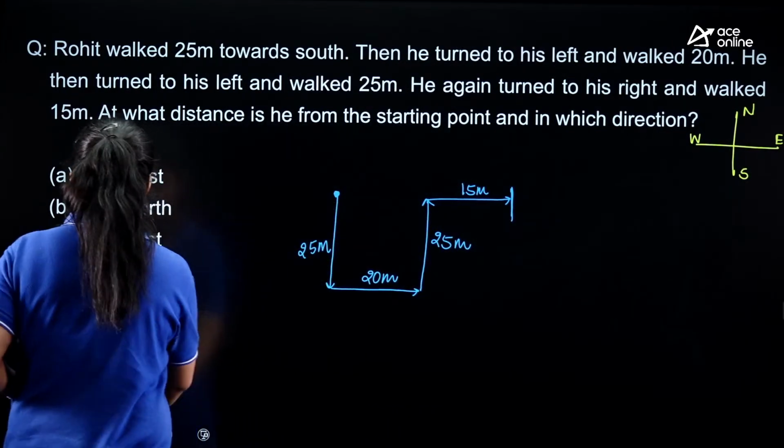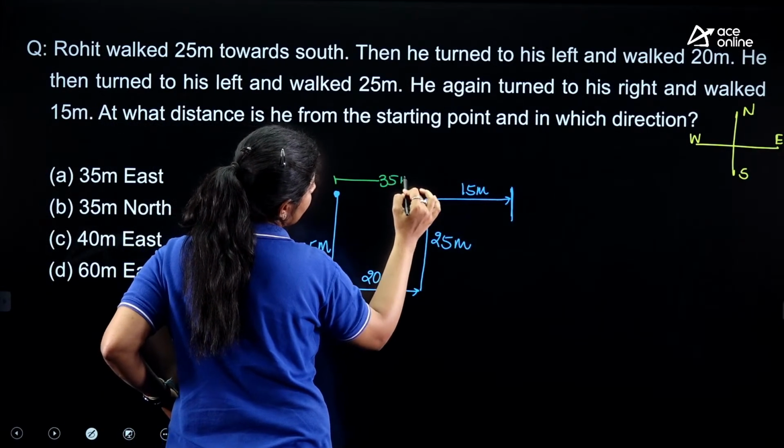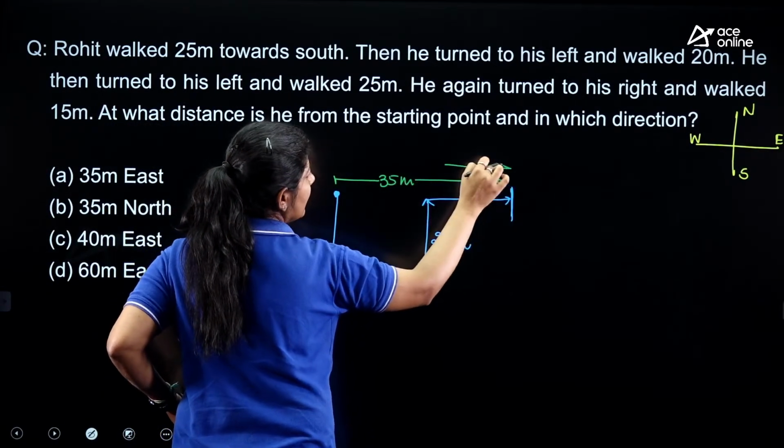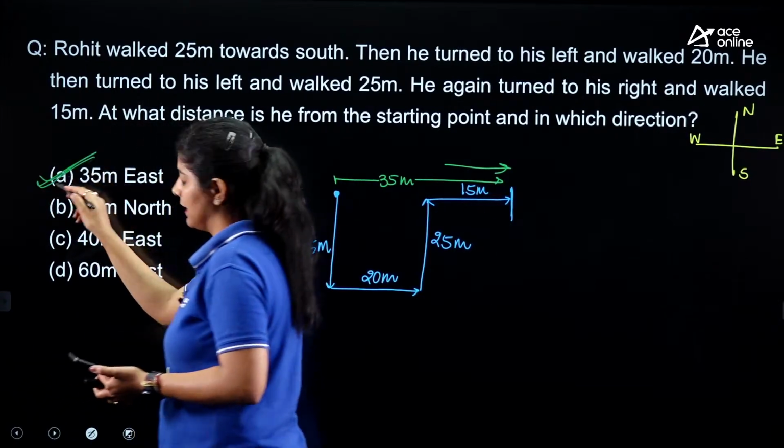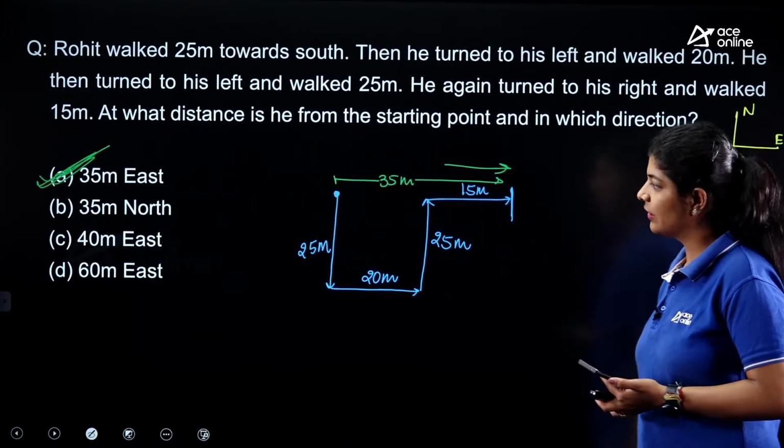We need to find out the distance. This is a very easy one. The distance is nothing but 35 meters. And in which direction? In the east direction. Option number A is the correct one.